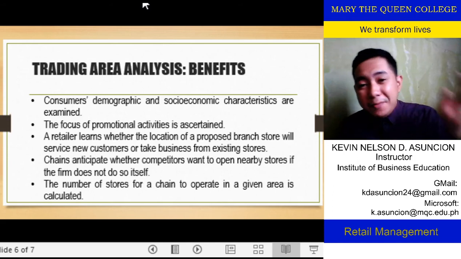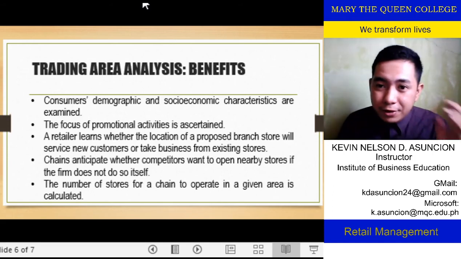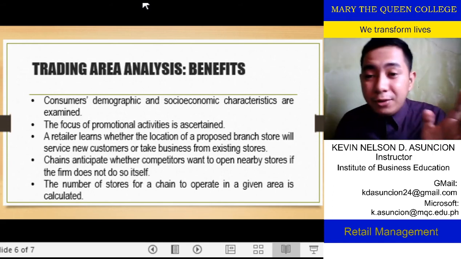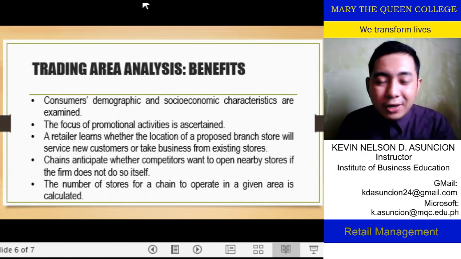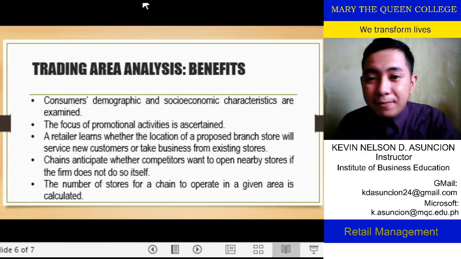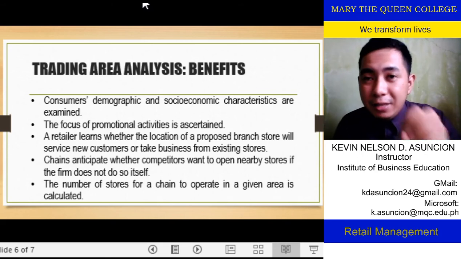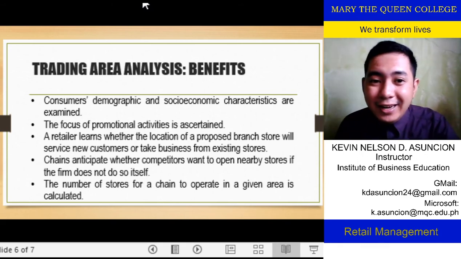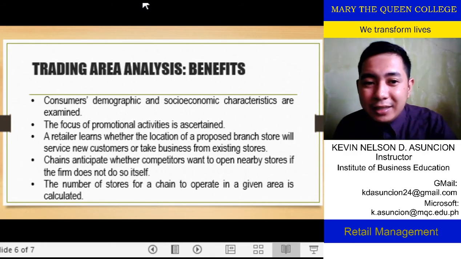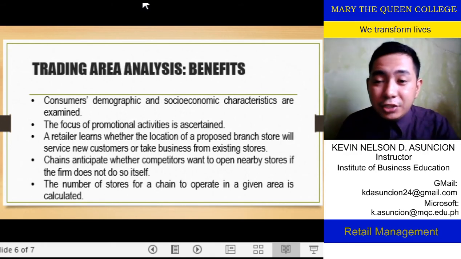Ganito kasi kapag lumipat ka sa isang lugar. One of your goals is masolo mo yung lugar kasi bago ka dun sa lugar, ikaw pa lang. Or, pumunta ka dyan sa lugar na yan para i-cater yung mga hindi pa nasiserbisyuhan, o yung mga hindi satisfied. Okay? So that's the strategy in the trading area analysis.